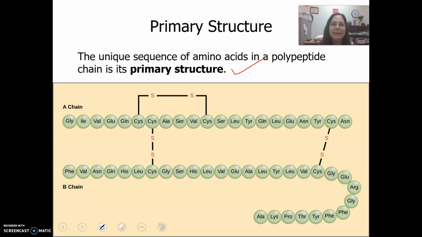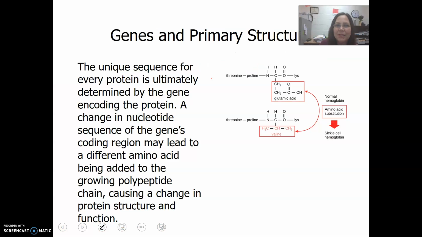Here you're just looking at the abbreviations for each amino acid. This is glycine, this is isoleucine, valine. I think this one is glutamate, but I'm not sure; there are several that start with GLU. Then cysteine, alanine, serine. These are all different amino acids. When you just look at the sequence of amino acids that forms a chain, that is the primary structure of the protein. The sequence of amino acids is determined by DNA. There are genes, and the genes code for particular amino acids.